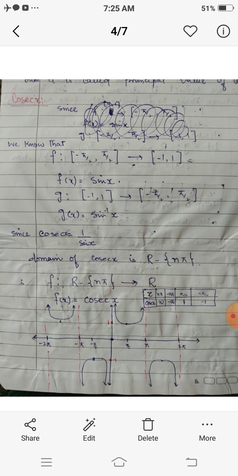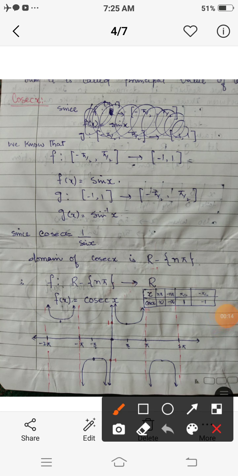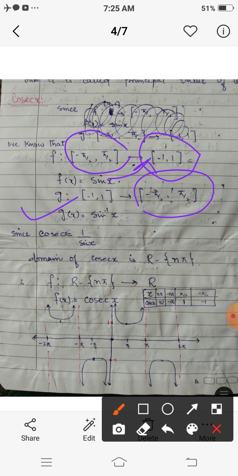You know that sine is a function when we consider its principal branch values. Now sine is a function from the interval minus pi by 2 to pi by 2 to the interval minus 1 to 1. Its inverse is a function from minus 1 to 1 to the interval minus pi by 2 to pi by 2, defined by g of x equals sine inverse x. Here this means that the value of sine x is always between minus 1 and 1.